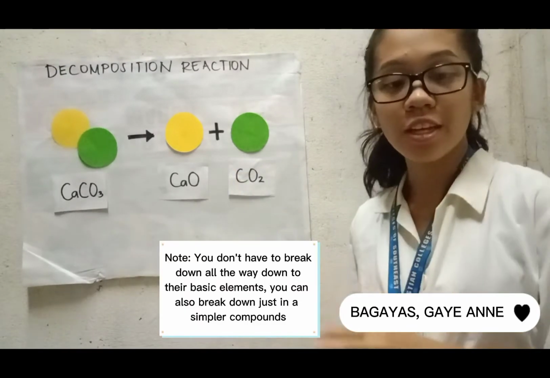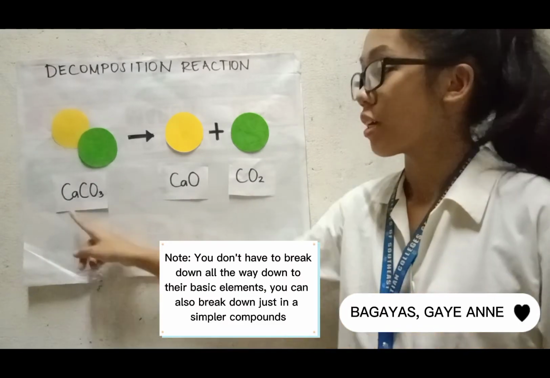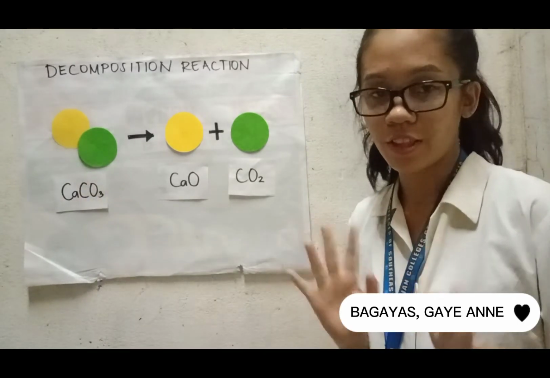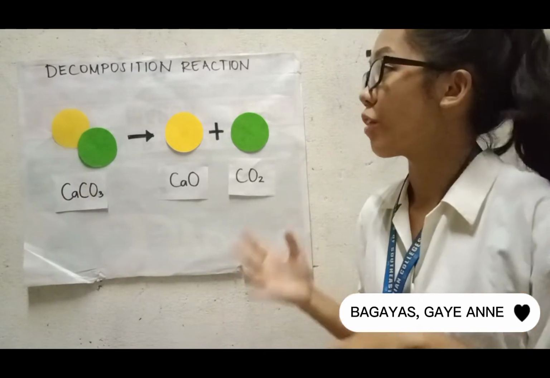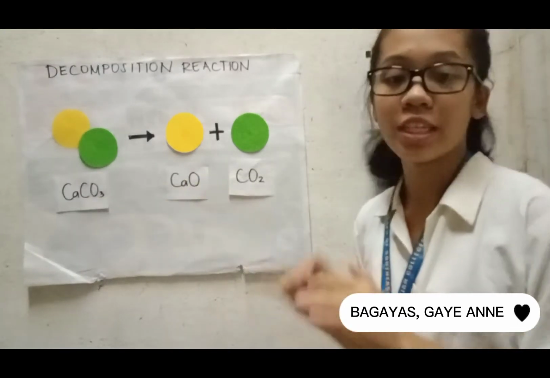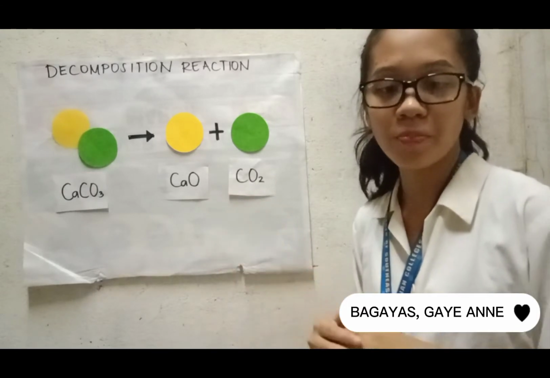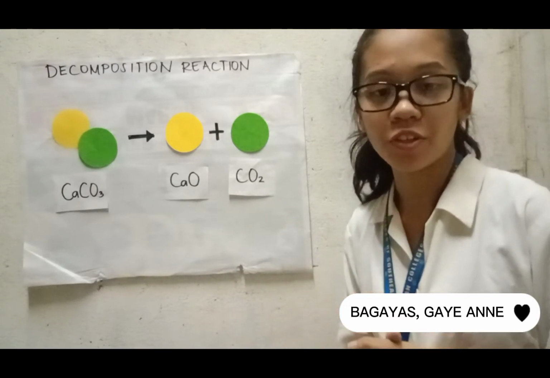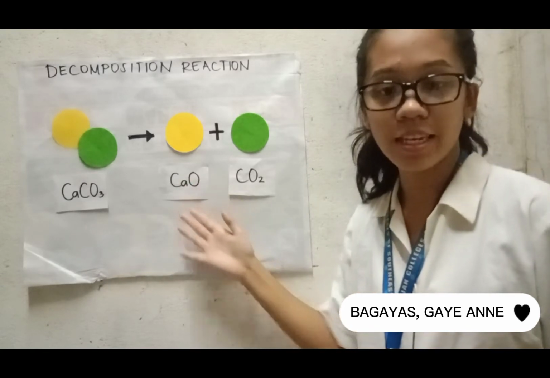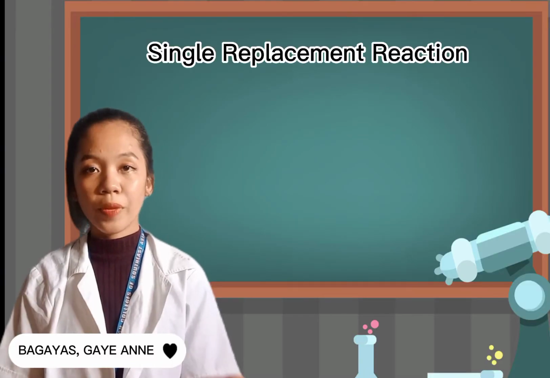As you can see, it's not like we're taking this and breaking it down into just calcium, carbon, and oxygen. No, that's not the way of the process of a decomposition reaction. We can also break it down into simpler compounds. Because these are simpler compounds, it is also a decomposition reaction, which is the calcium oxide and the carbon dioxide. So let's talk about the single replacement reaction.